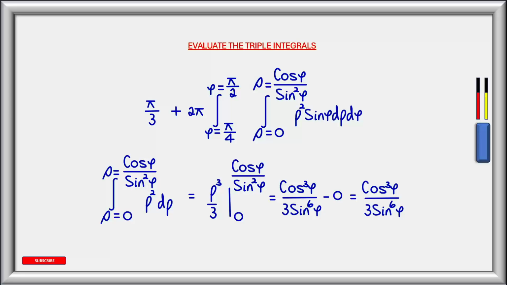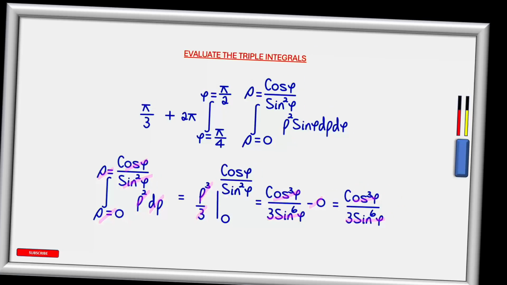And moving on to the right-hand side of the plus sign and the inner integral, we want to integrate from rho equals 0 to rho equals cos phi divided by sine squared phi of rho squared d rho. Using the power rule, this evaluates to rho cubed divided by 3, and plugging in the limits of integration, we have cos cubed phi divided by 3 multiplied by sine to the power of 6 phi minus 0. And this equates to cos cubed phi divided by 3 multiplied by sine to the power of 6 phi.